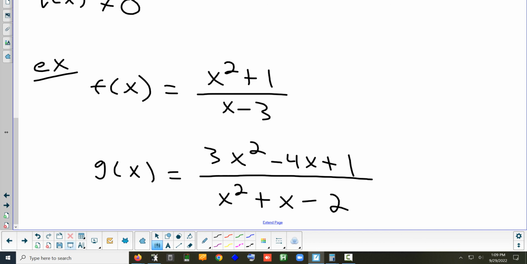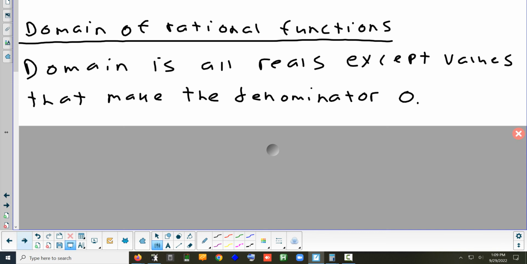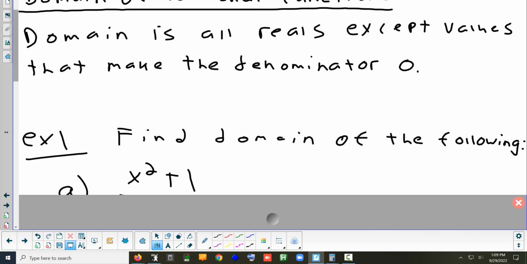Now, what did we say just a minute ago? The bottom can't equal 0. So if there's a number or numbers that would make the bottom 0, then we need to make sure we eliminate those values from the domain. So the domain is all real numbers. You don't have to worry about imaginaries. All real numbers, except any number that would cause the bottom to be 0.